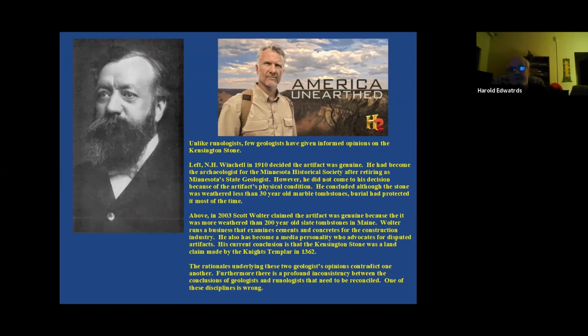Walter, on the other hand, claimed that the runestone was more weathered than 200-year-old slate tombstones in Maine. What I want you to take away with this is these two men have come to opposite reasonings for the same conclusion. To Winchell, the stone is not weathered enough. To Walter, it's weathered too much. So the rationale, and the fact that they have declared the stone to be genuine, is at odds with the runologists. So which discipline is right, geology or runology? So let's go to the geology and have a look at the stone.